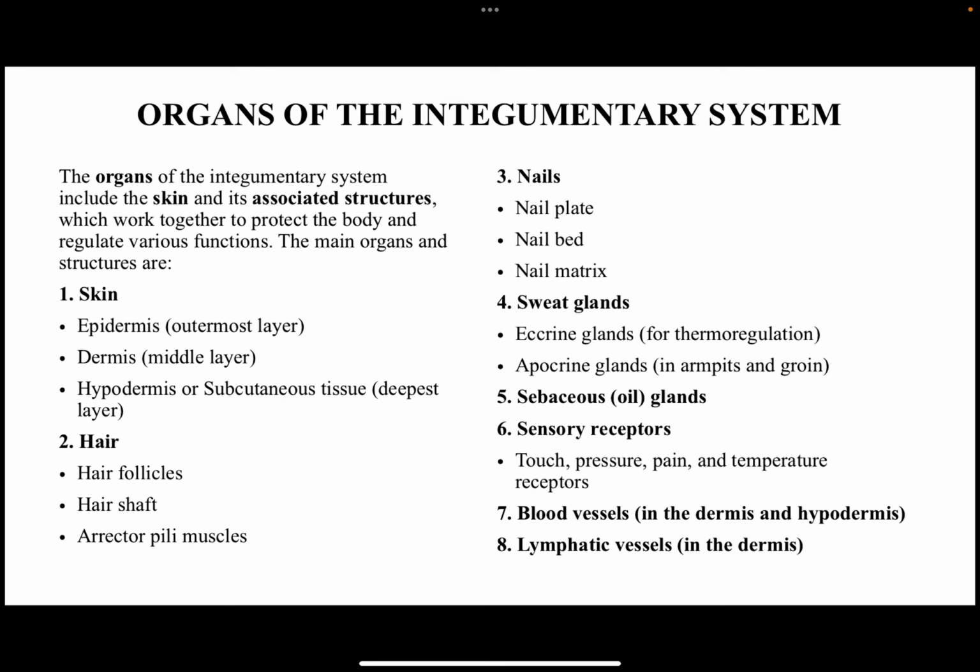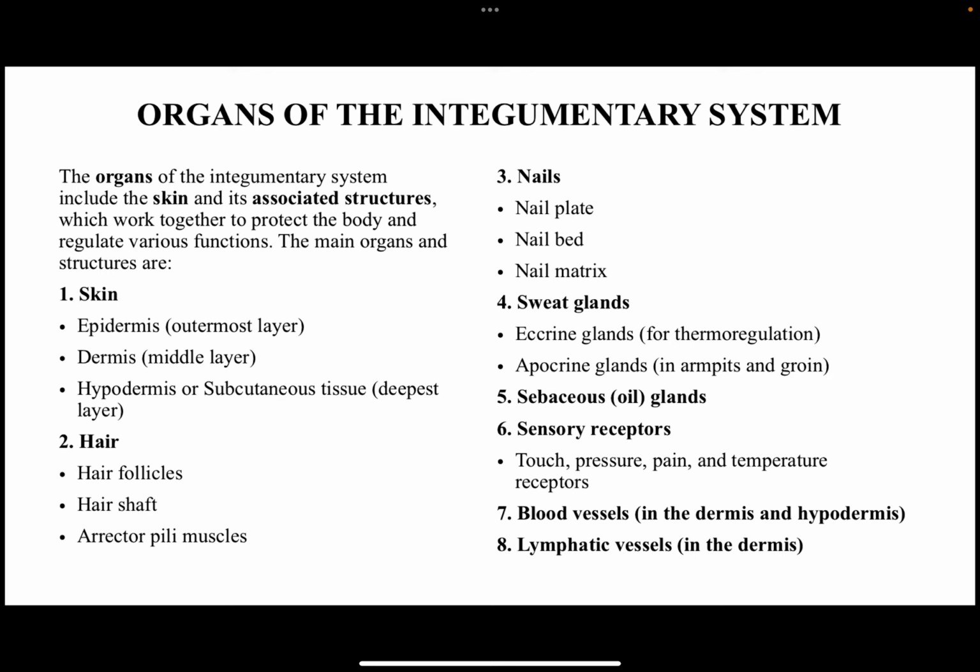In fact, the organs of the integumentary system include the skin and its associated structures. Okay, good. The main organs of the integumentary system are the skin, the hair, the nails, the sweat glands, the sebaceous glands, the sensory receptors, the blood vessels, and the lymphatic vessels.